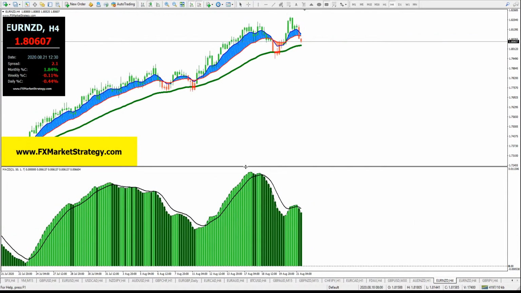Look at this price right here. Look at this price. Look at this price. Look at this price. And look at that price. Surprise. Loss of momentum. This is going up, but this is going down. Bang, that's it. Okay, guys?